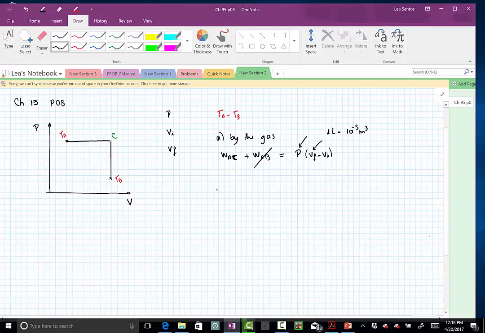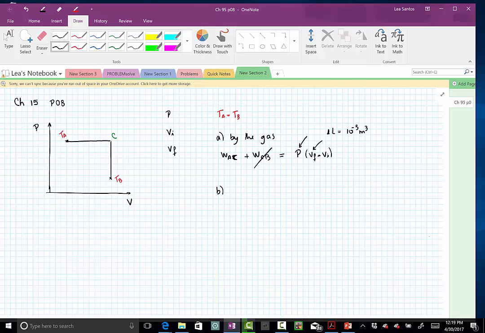In part B, what they say is calculate the total heat flow into the gas, into, out, whatever. So how are we going to solve this problem? First, what is important to know here is that the total heat is for the whole process from A to B. And what we know is that in this whole process from A to B, there is no change in temperature. So they said that the temperature at point B and the temperature at point A is the same.